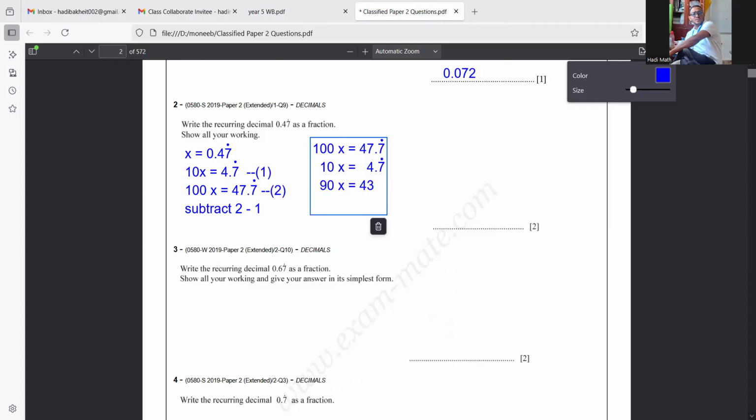Now to find the value of x, you need to divide both sides by what? By 90. You divide here by 90. And you divide here this one by 90. So go and divide both of them by 90 to see what is your answer.